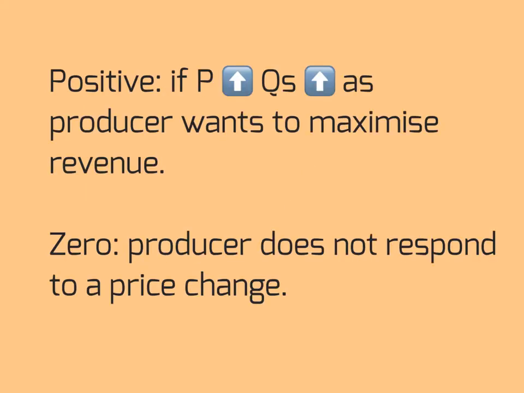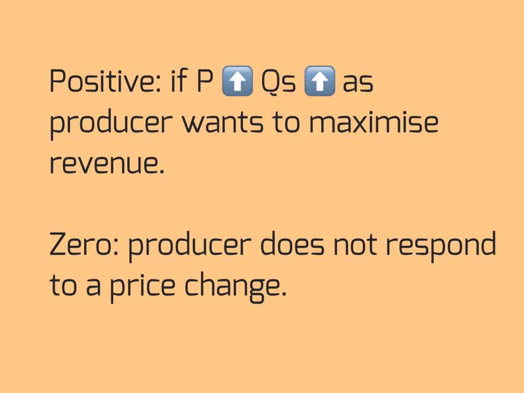There are two results of the formula for the price elasticity of supply. Either the result will be positive, which means that as price rises, quantity supplied will also rise to maximise revenue, or as price falls, quantity supplied will fall also. What will happen is the producer will switch to other goods.